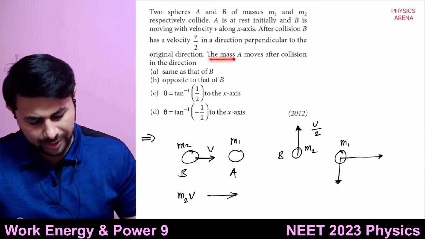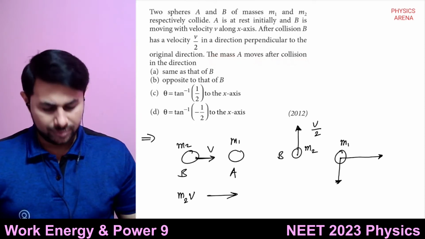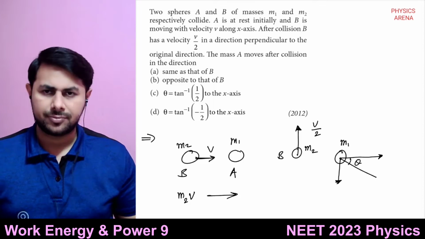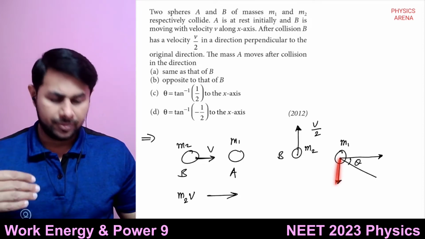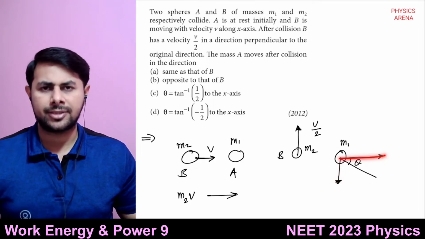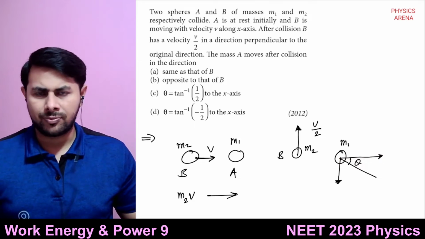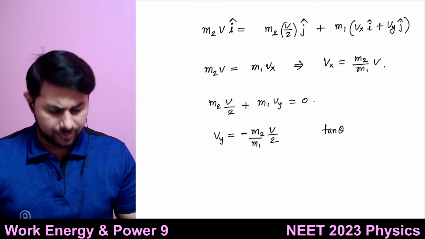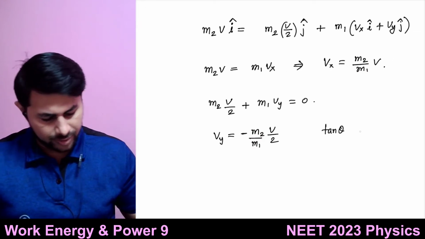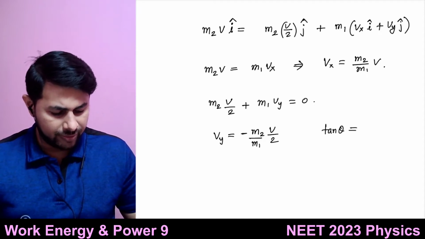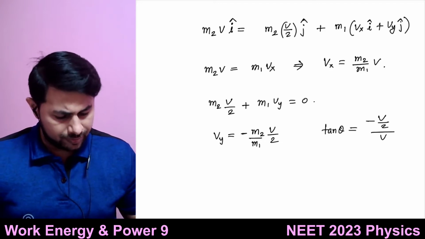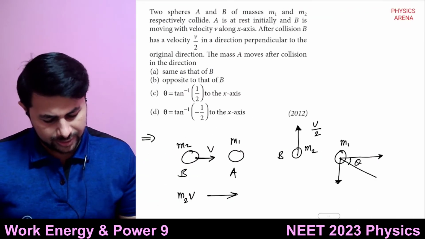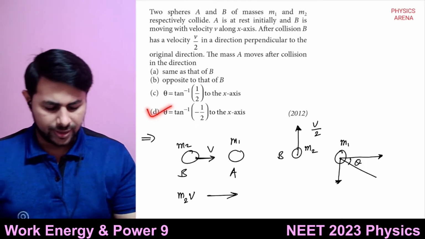So the question is, the mass A moves after the collision in which direction. Now if you find tan of theta, let's suppose it moves in this direction, theta. Tan of theta will be equal to the y component of momentum divided by the x component of momentum, or the y component of velocity divided by the x component of velocity. So m2 upon m1 is common. It's minus v by 2 divided by v, or minus 1 by 2 upon 1, so it is minus 1 by 2. So theta is equal to tan inverse of minus 1 by 2. This is the answer. So the answer is option D, to the x-axis.